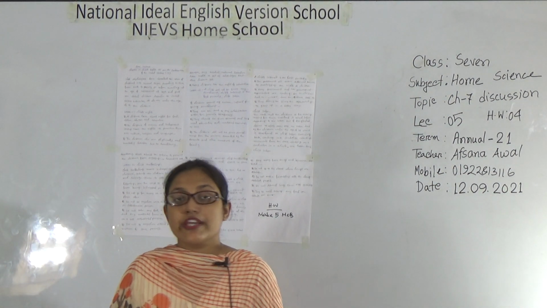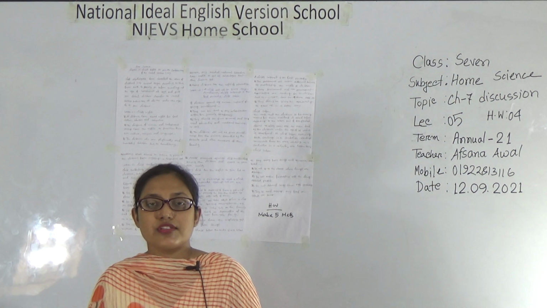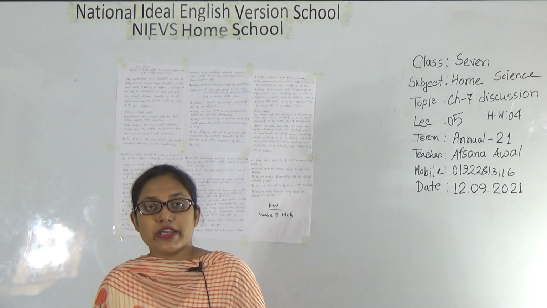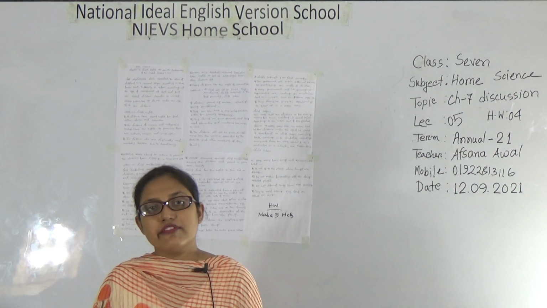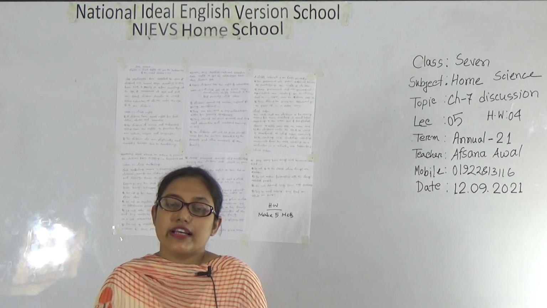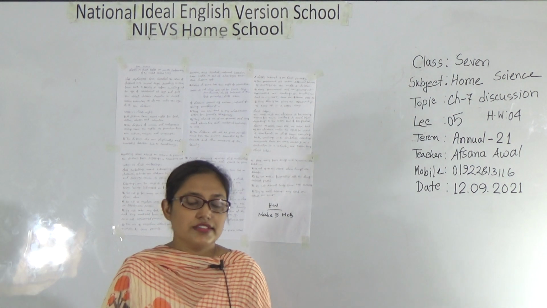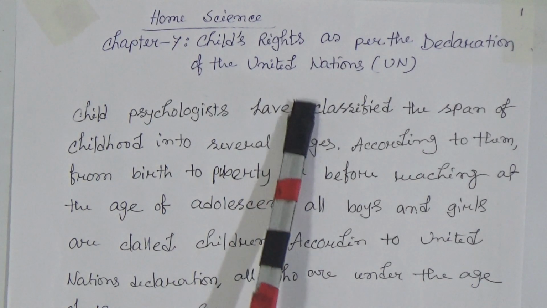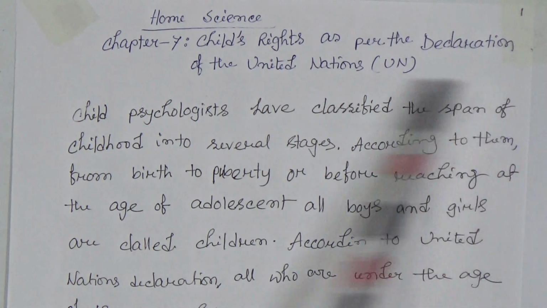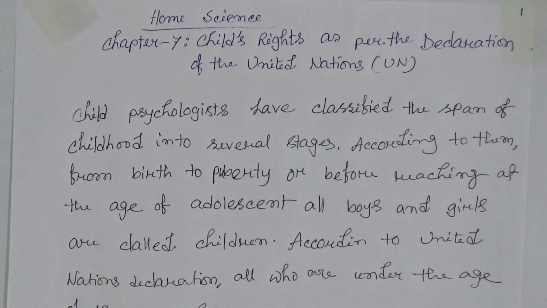Today I will take your home science class, and students, our today's topic is chapter 7 discussion. That means today we will discuss chapter 7. So let's start our class. Students, look at the board at first, chapter 7, and the chapter's title is Child's Rights as per the Declaration of the United Nations, UN.